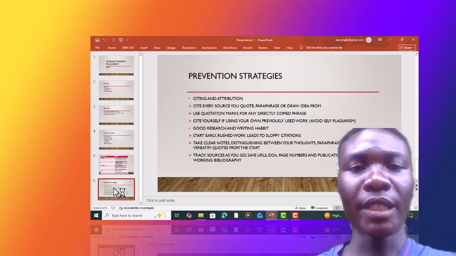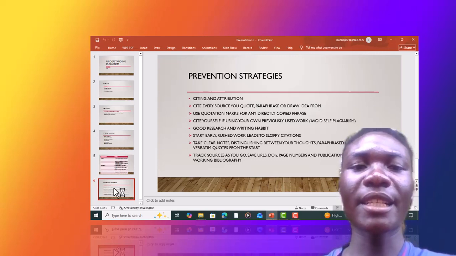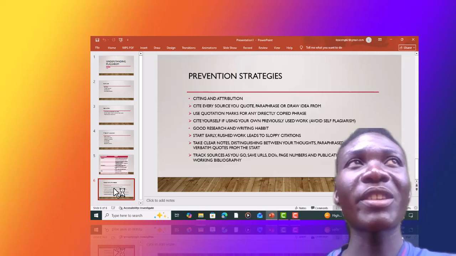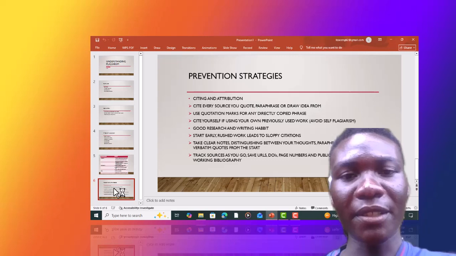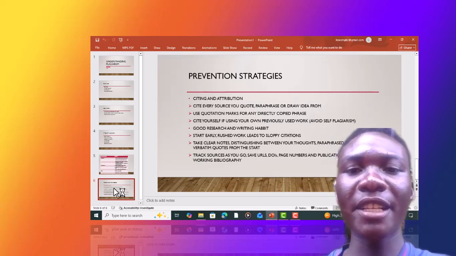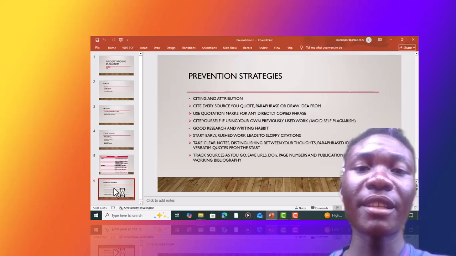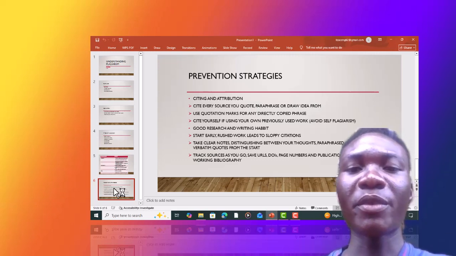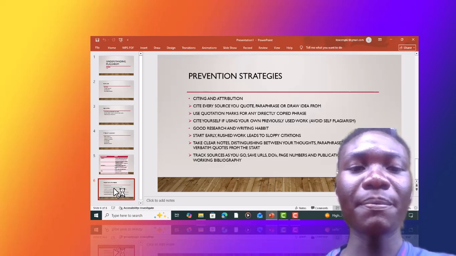Now, we can control plagiarism by citing and attribution. This is all about citing the correct work, and also every source you quote, paraphrase, or draw ideas from. Use quotation marks for any directly copied phrase. Cite yourself if using your own previously used work. This is to avoid self-plagiarism.